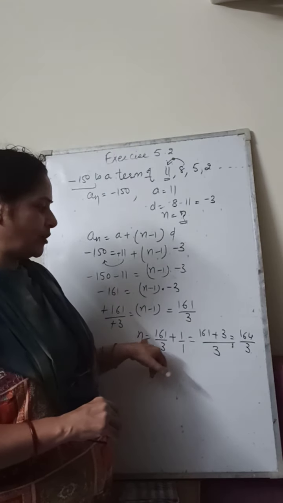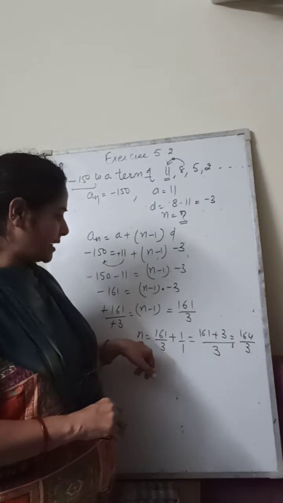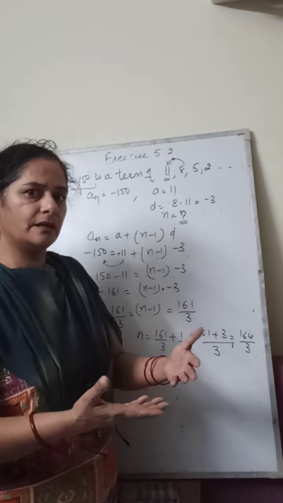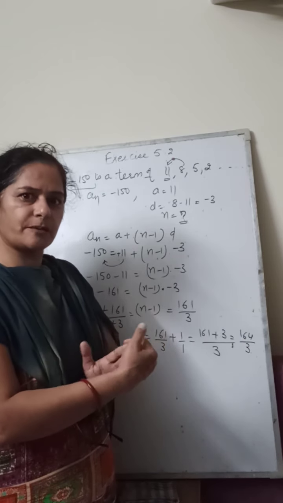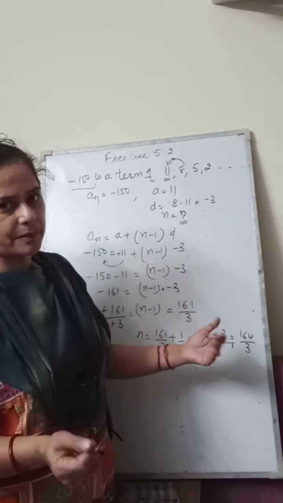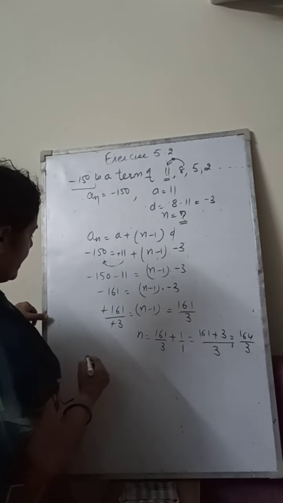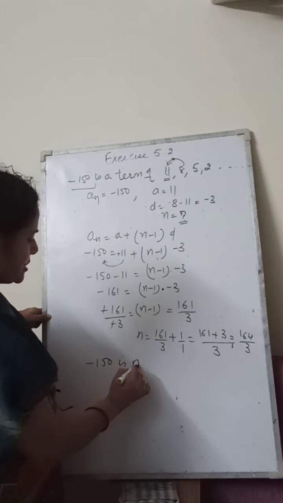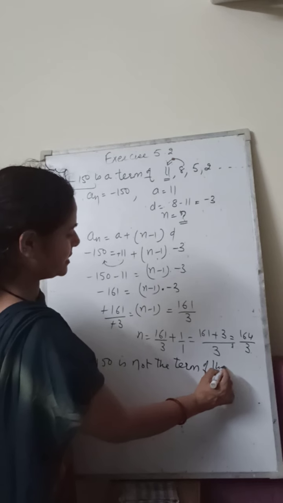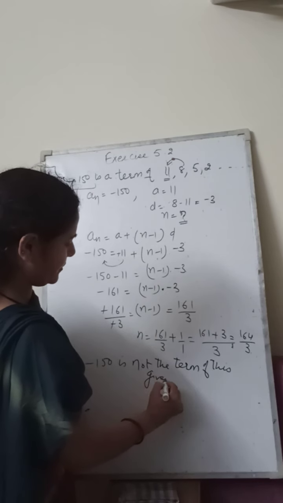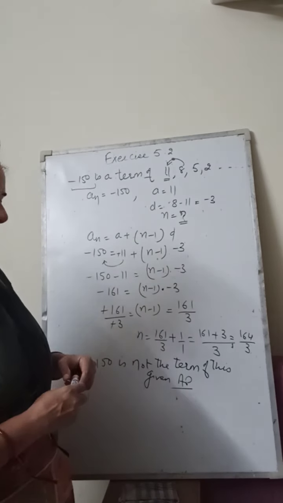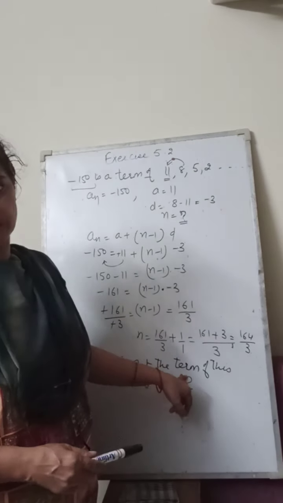But here you are getting the value of n as a fraction. Here you are getting n as 164 upon 3. So 164 upon 3 can never be the position. So this is not applicable. And if it is not applicable, we can say that minus 150 is not a term of this given AP. Got it? In this given sequence, this given AP, minus 150 is not a term.